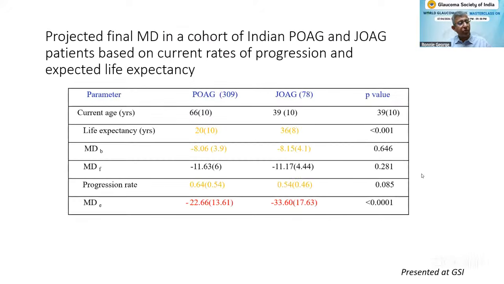And when we looked at our own cohort some years back, we also found that our youngest age group, if they continue to progress at the rate that we saw in the clinic, were much more likely to go blind as compared to those with POAG in older age.